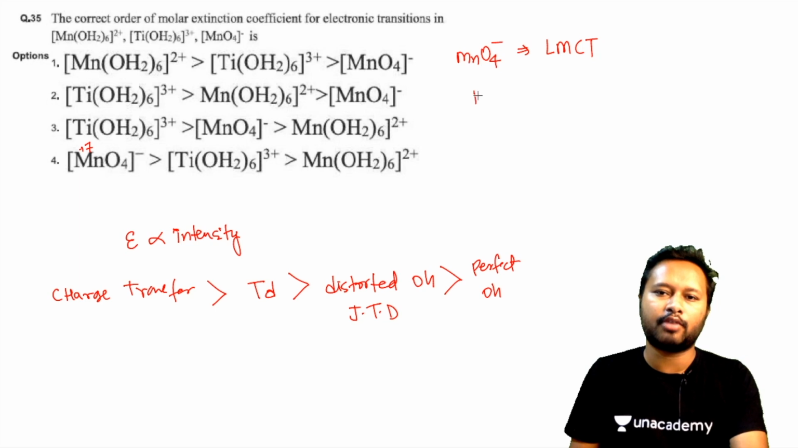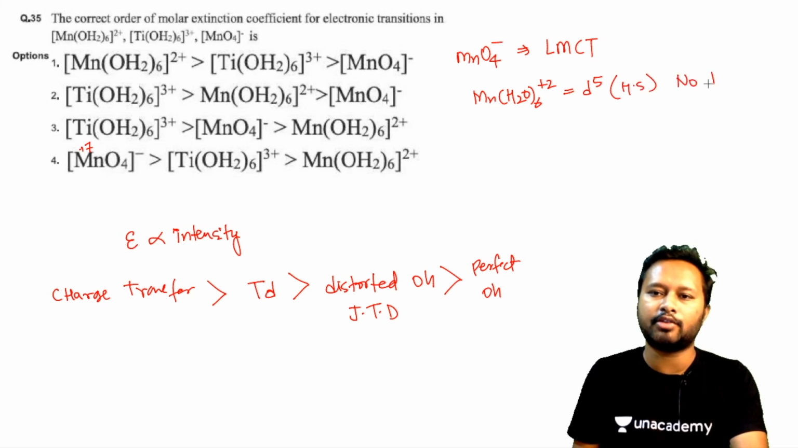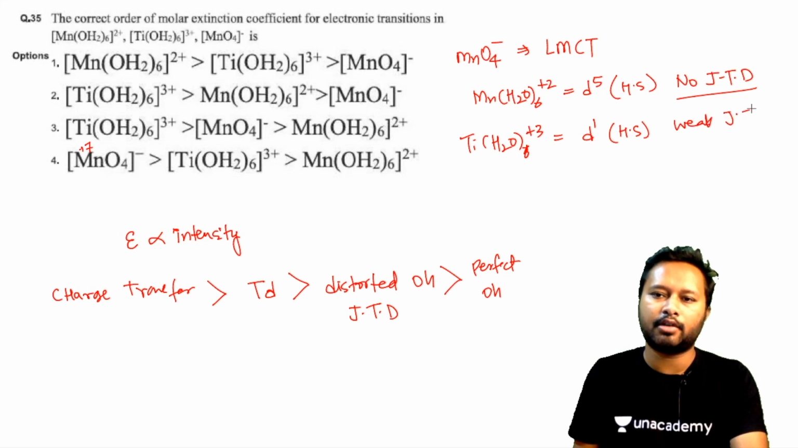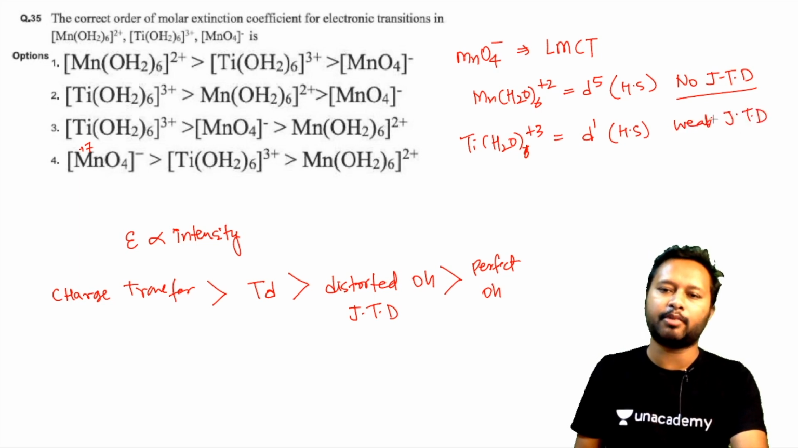Talking about your Mn(H2O)6 2+, this is a d5 species in high spin. So it will not have any Jahn-Teller distortion, okay? Now talking about Ti(H2O)6 3+, here your titanium is in a d1 system, high spin, so it will have weak Jahn-Teller distortion. Although it is weak, it will be there.